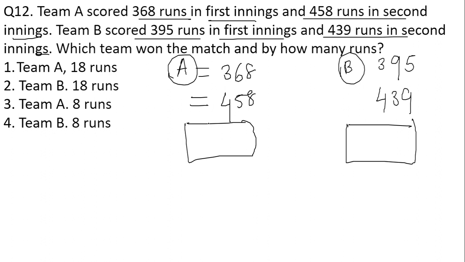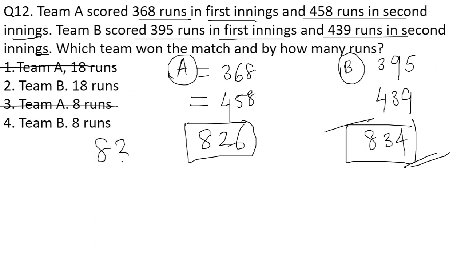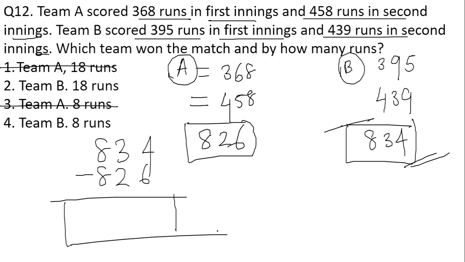Okay, so for Team A the total will be 826 runs for first and the second innings, and for Team B the total is 834 for the first and the second inning. So we have to basically check which particular team has won. We can clearly see that Team B has won the match. So option number first and option number third are going to be eliminated. Left is by how many runs. If I do 834 minus 826, I'll get the total runs by which Team B has won the game. So the difference is 8 runs. So the correct answer is option number 4. Team B wins the match by 8 runs.